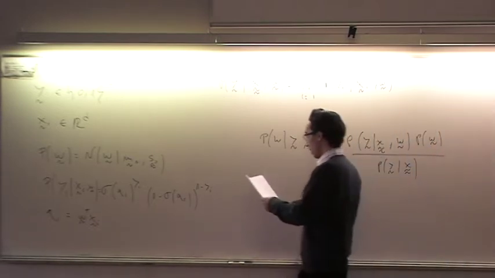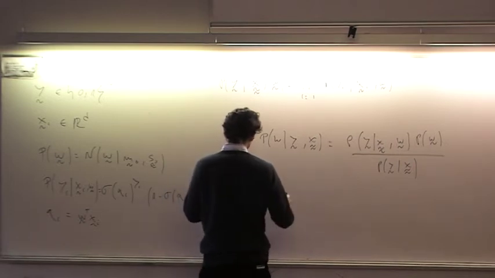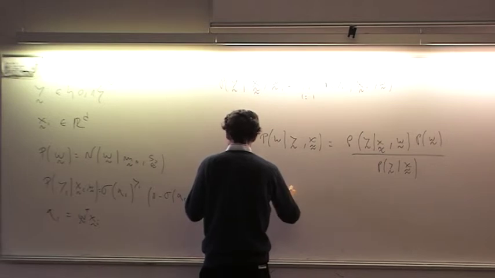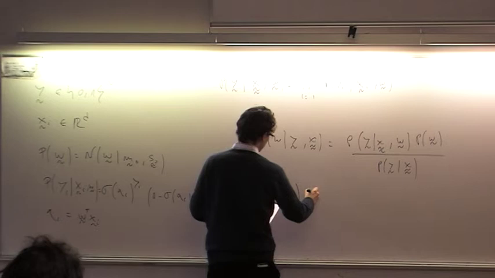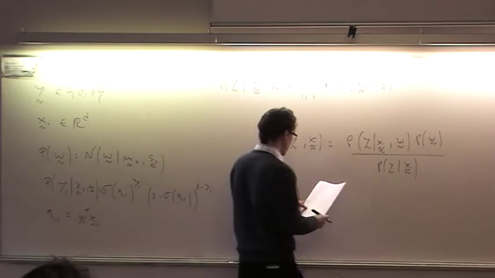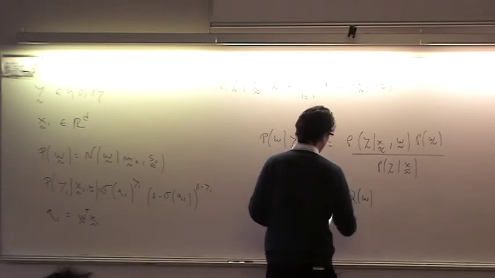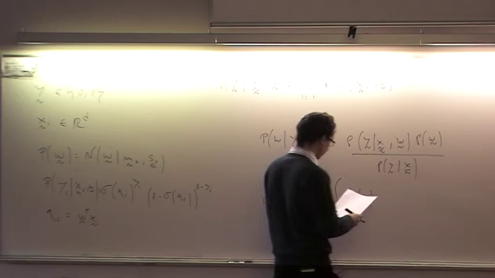Then I can evaluate the lower bound. The lower bound is given by this expression. The variational lower bound is going to be just the integral with respect to Q of W. Q is going to be my approximation.